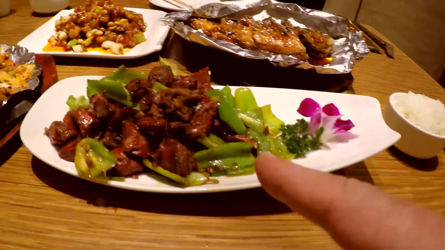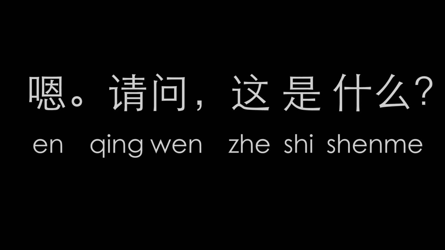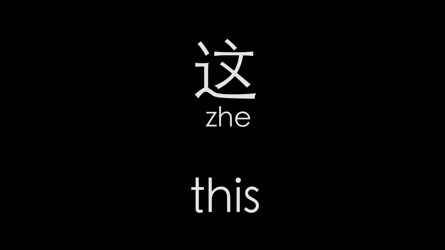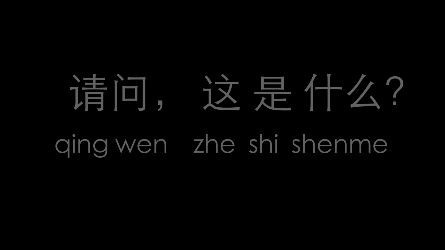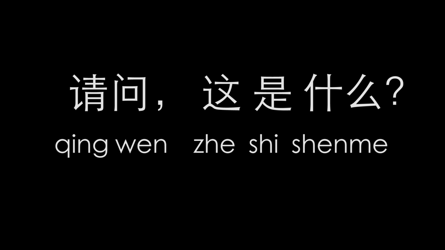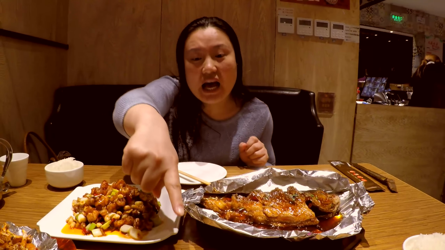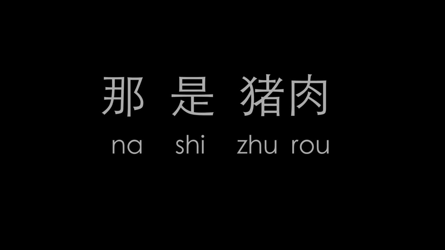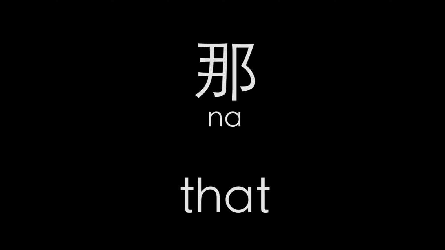请问这是什么？I say, 请问这是什么? The only new word in this sentence is 这, and that means this, followed by a verb. 这。请问这是什么? Please ask, this is what? Wawa replies, 那是猪肉. Na, that means that, also followed by a verb.